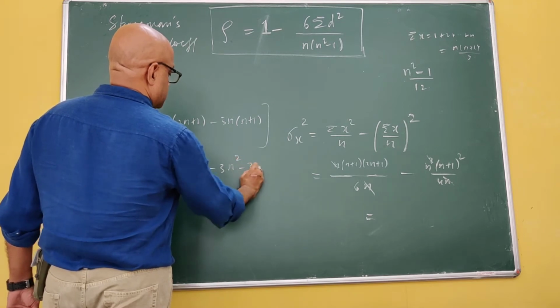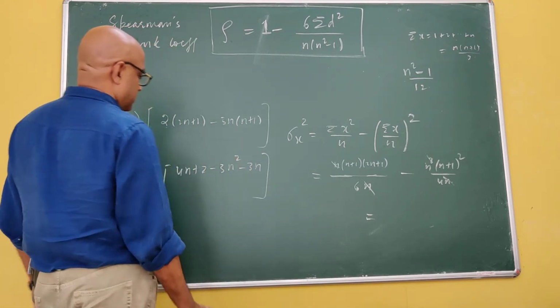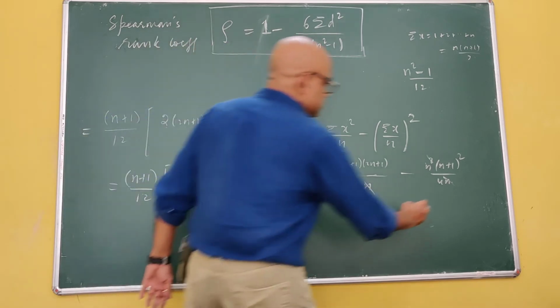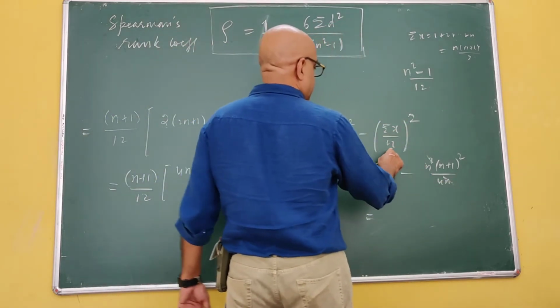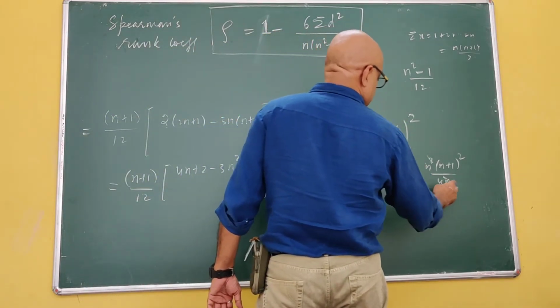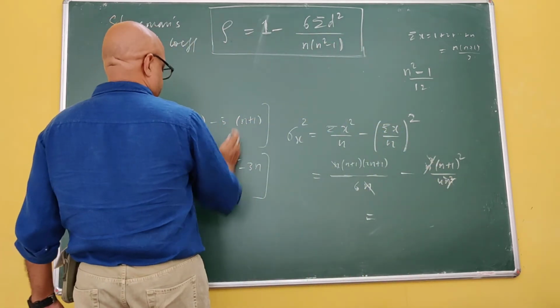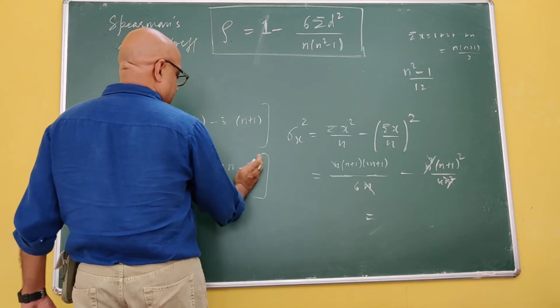Is that right? Well, that's right. This is what you get. And, oh yes, this is n squared. I'm so sorry, because this is n and this also becomes n squared. So n squared is gone. There is no n left there. There is no n left here. Please take care. I made a mistake.